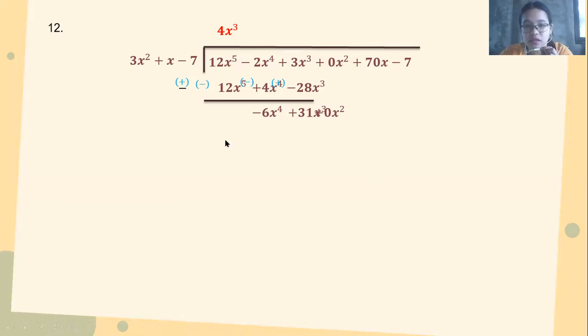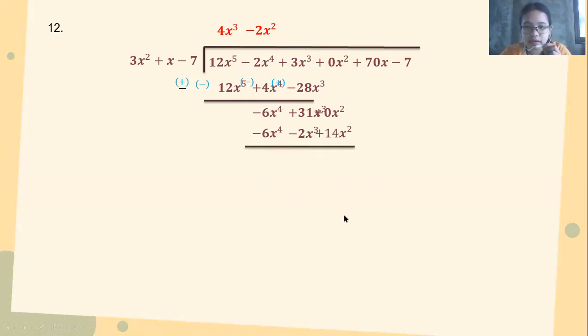So sorry for the technical errors. So we have negative 6x raised to 4 divided by 3x squared. We have negative 2x squared. Negative 2x squared times 3x squared, we have negative 6x raised to 4. Negative 2x squared times x, we have negative 2x cubed. Negative 2x squared times negative 7 is equal to positive 14x squared.